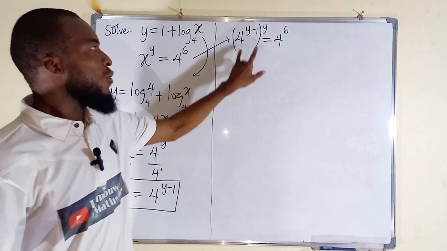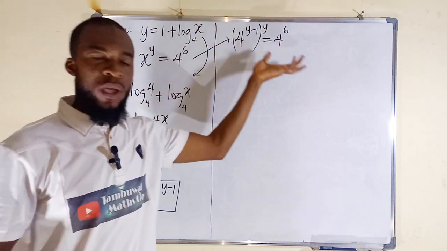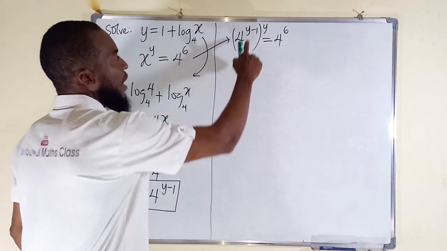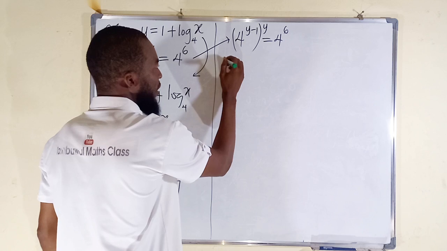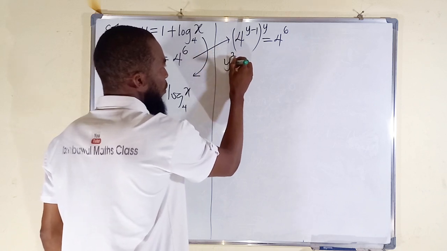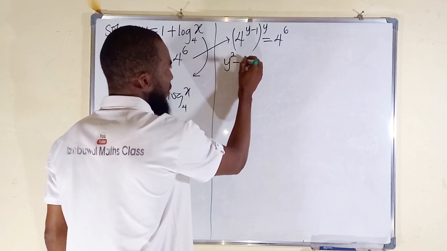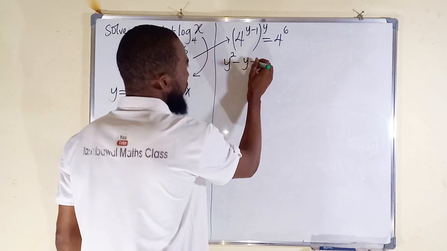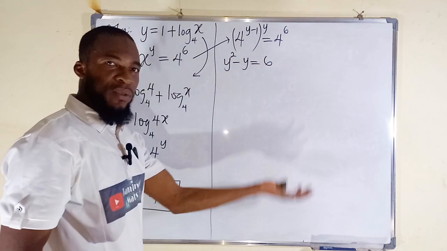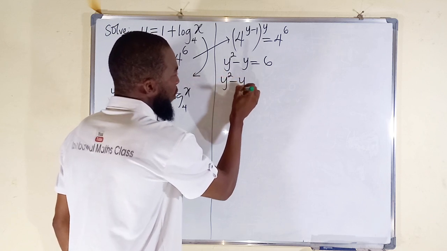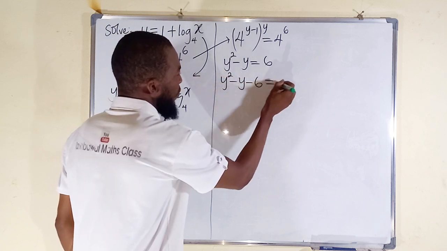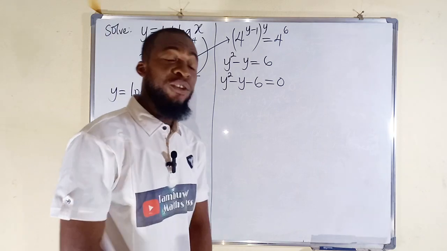If you observe, they have common bases, 4 and 4. Therefore, you can equate the exponents. And power of a power, you can multiply these exponents together. y times y is y squared. y times negative 1 is negative y. This is equal to 6. Bring 6 to the left hand side. You have y squared minus y minus 6 equal to 0, which is a quadratic equation.